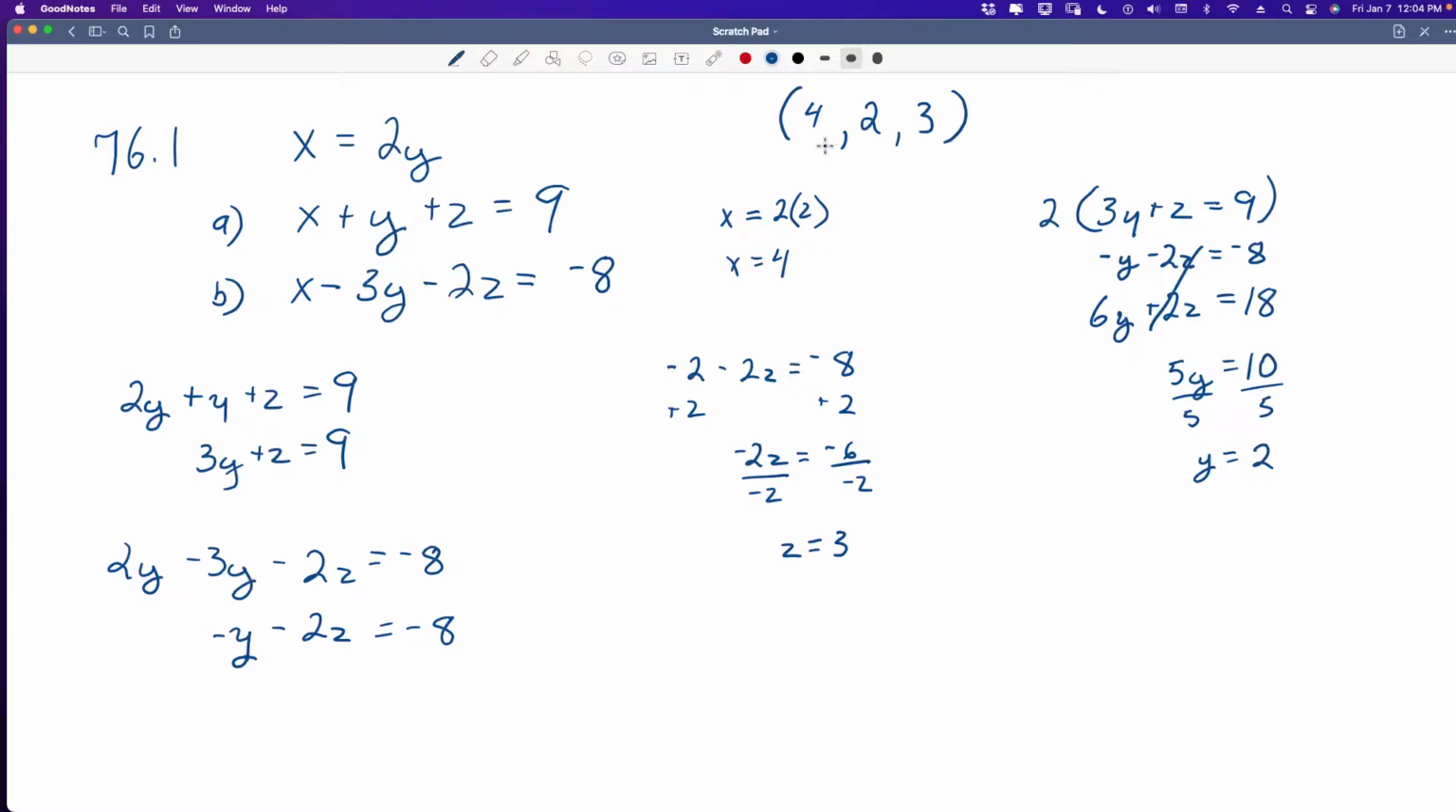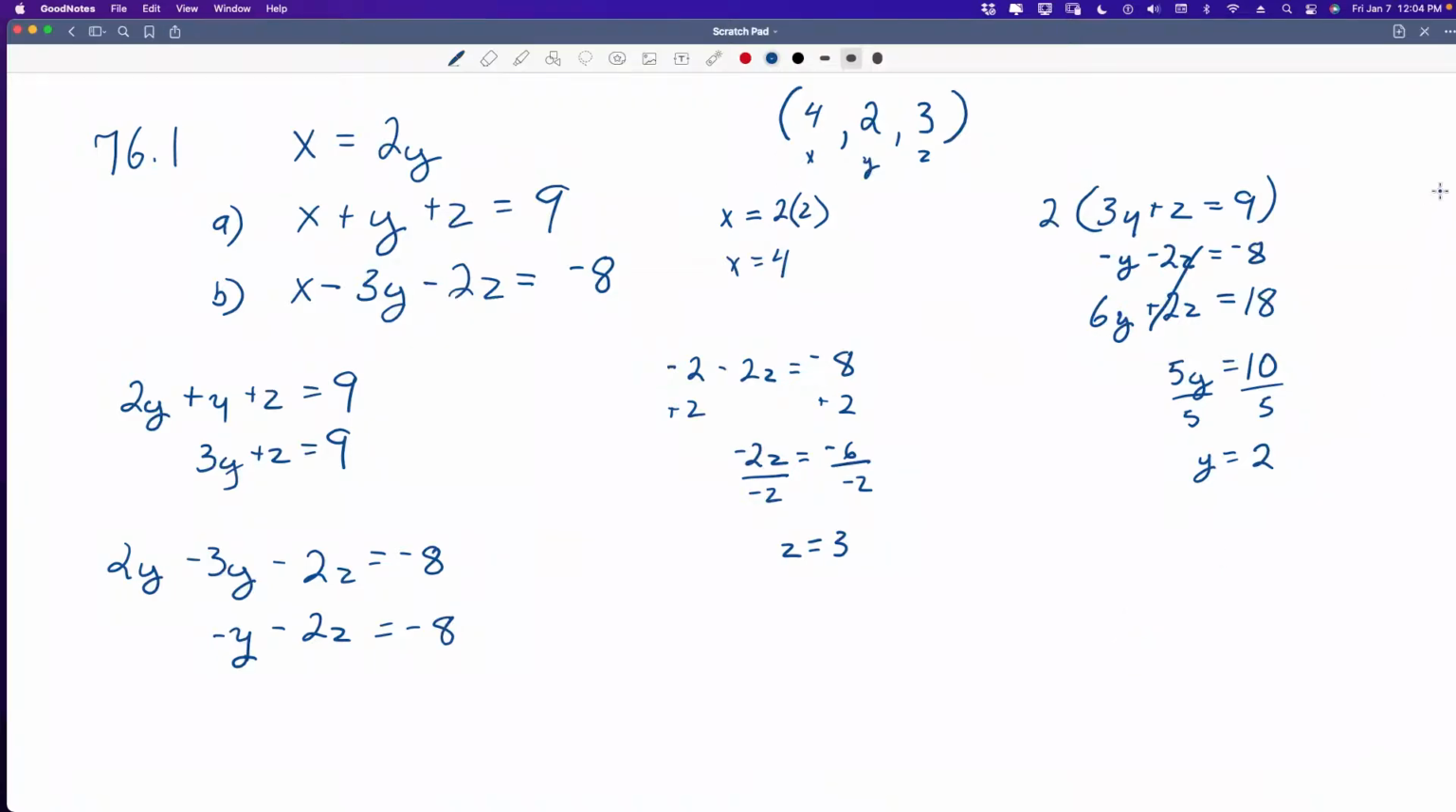So if you got 4, 2, 3 for X, Y, and Z, then you did it right. And you did the math without me showing you how to do it first. You intuited what you had to do. You have a math intuition if you were able to get this without me telling you how to do it first. So bravo. You should be proud of yourself if you did that.